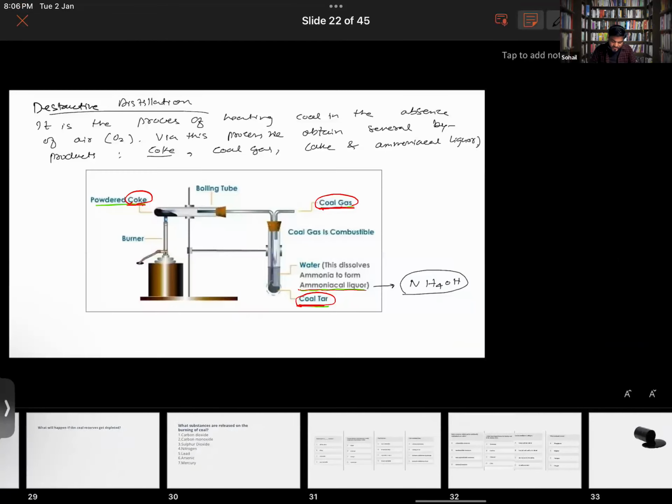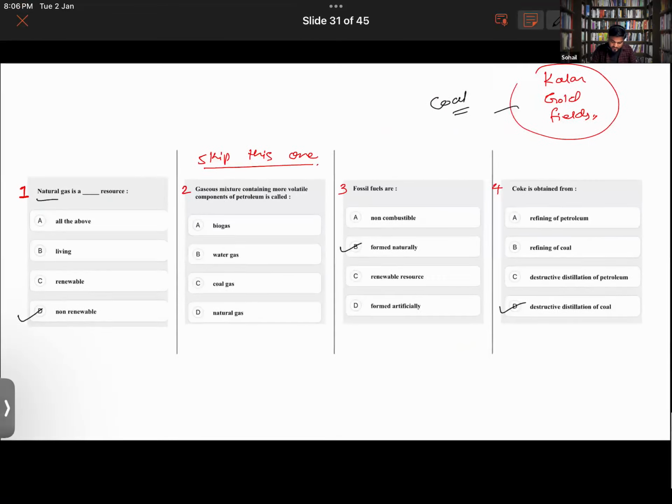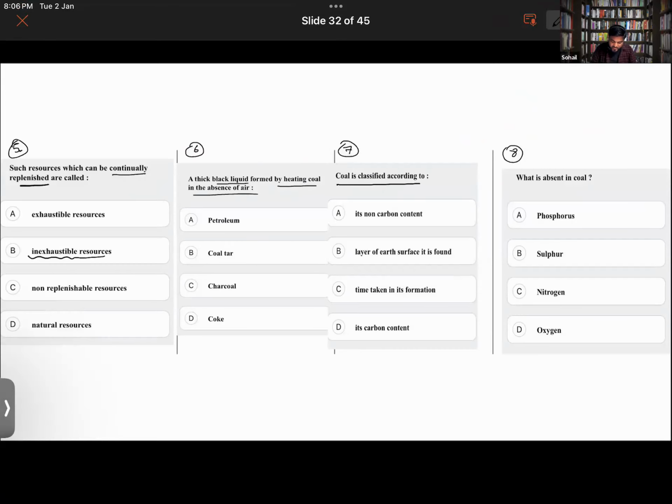Try to understand the language of the question. Fossil fuels are obviously not this question. Coal is classified according to its carbon content. Now we studied peat. We talked about lignite, bituminous and subbituminous, and anthracite. So on the basis of carbon content, we studied that anthracite has the highest carbon. What is absent in coal? Sulfur is present, nitrogen is present, oxygen is present, and phosphorus is present.